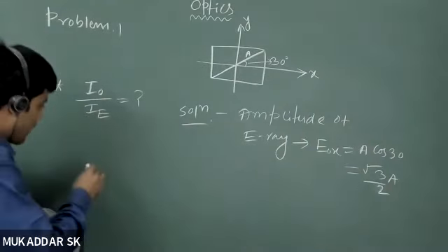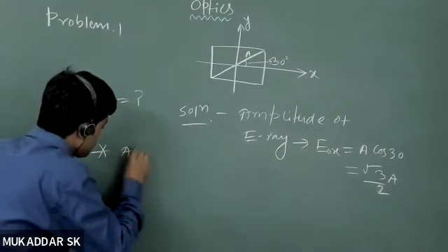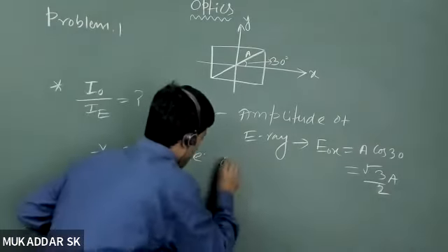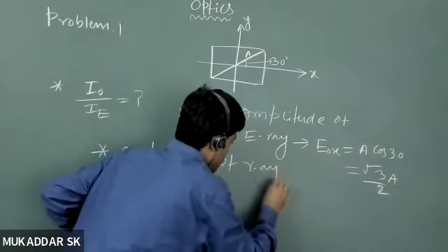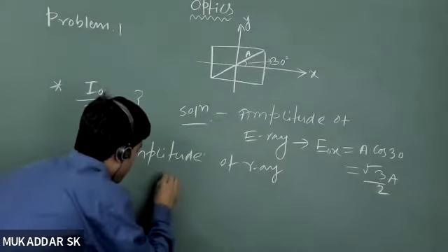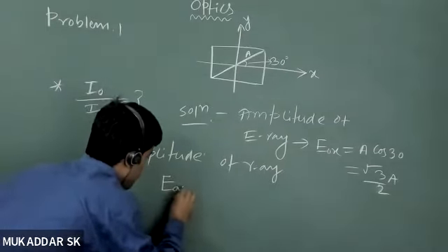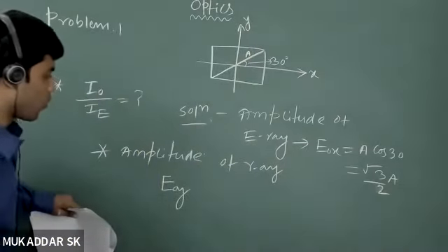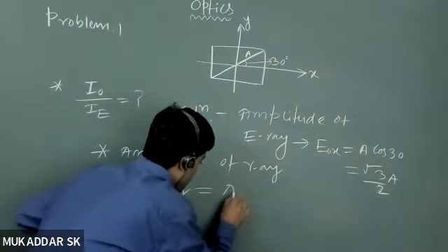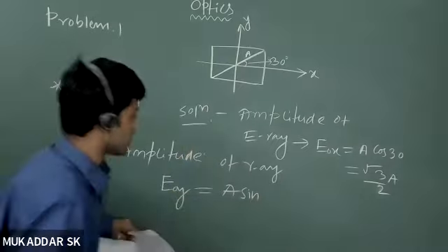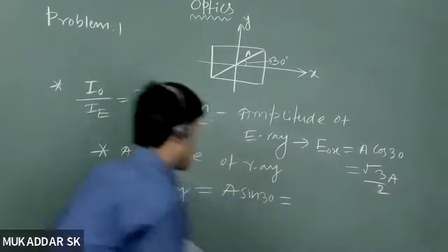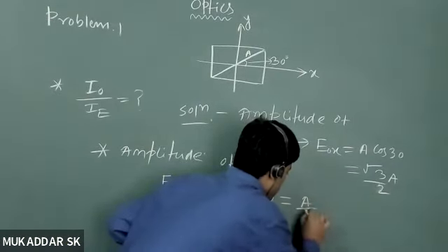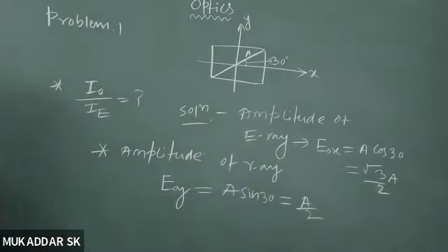Further, the amplitude of O ray will be along the y direction. So this is E0y, and that is A sine of theta. Theta is 30 degree, and sine 30 is half. So the amplitude of O ray will be A by 2.